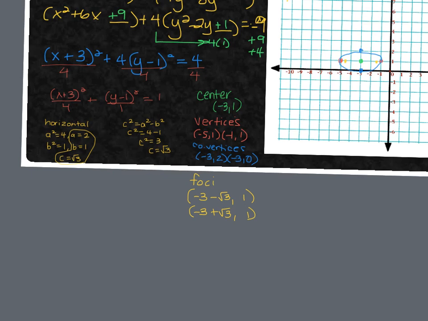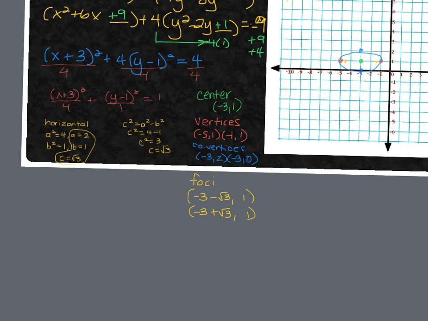The foci comes from the c. So c we found was √3, right? So from my center, because it's horizontal, I'm going left and right √3, which means I'm adjusting the x coordinate, right? So I'm either subtracting it from the x and then adding it to the x. And then from the graph, you're literally just going from your center and going left and right, whatever the value of c is, which we approximate. It's like 1.7, 1.8.